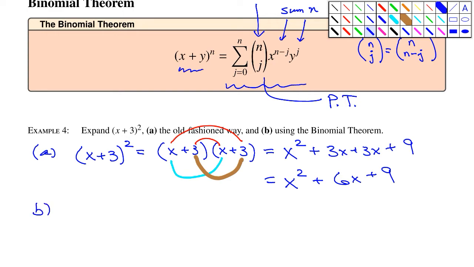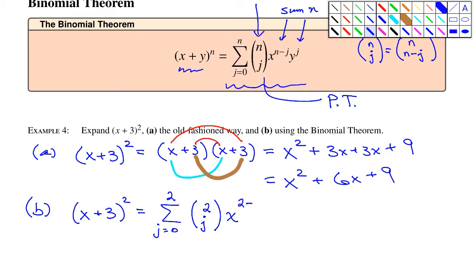Now, how would I demonstrate this with Pascal's triangle and the binomial theorem? So x plus 3 squared. Well, first I would recognize this as the sum as j goes from 0 to 2, which is the power, of 2 choose j times x to the 2 minus j times 3 to the j power. So all I've done is sort of substitute the elements that I had from here. The y turned out to be a 3, and the n was the power, which goes in these 4 spots, and that's the 2.